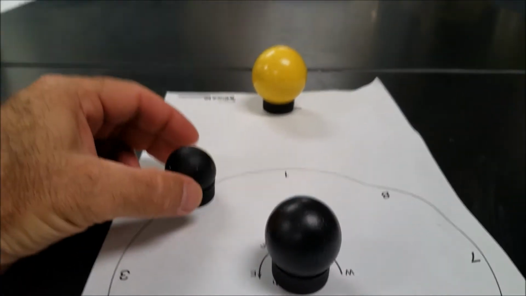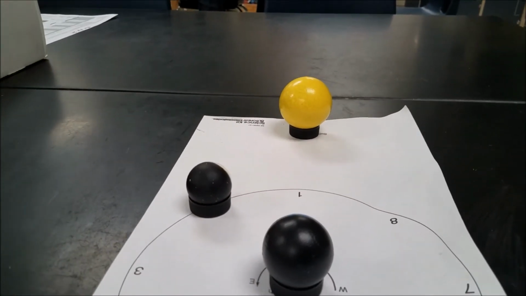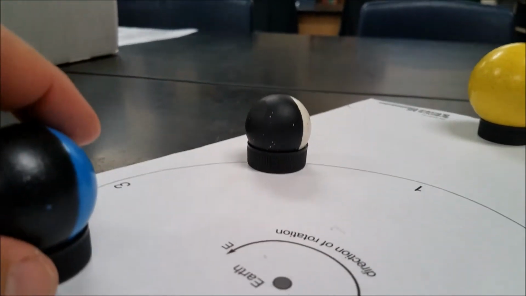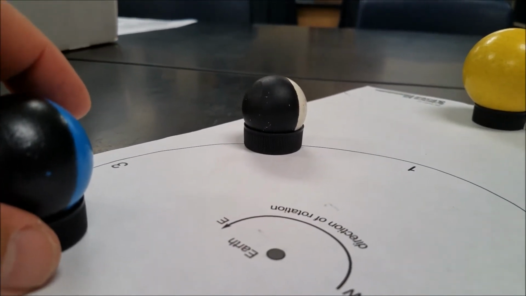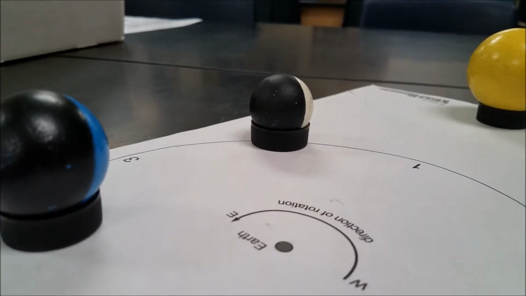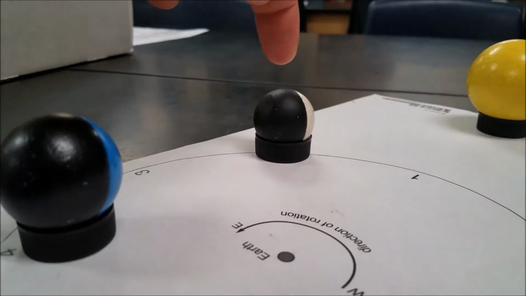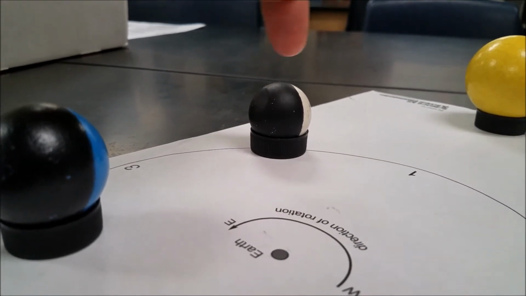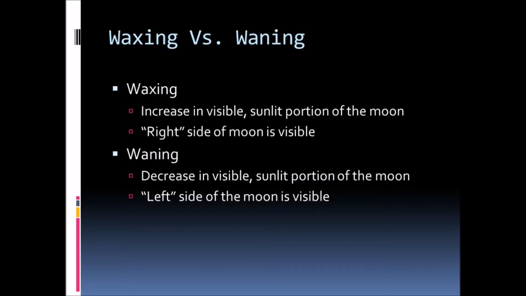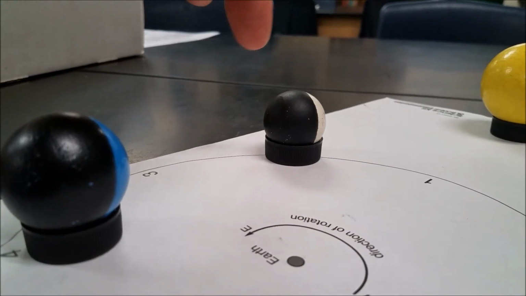All right, this is position 2. I'm going to make sure that I point the lit side of the moon at the sun. And if we were on the Earth, you see that little sliver crescent? That's what we would see. That's a waxing crescent. Waxing means it's growing. It's getting bigger every day. All right, so that crescent will get bigger and bigger every day.